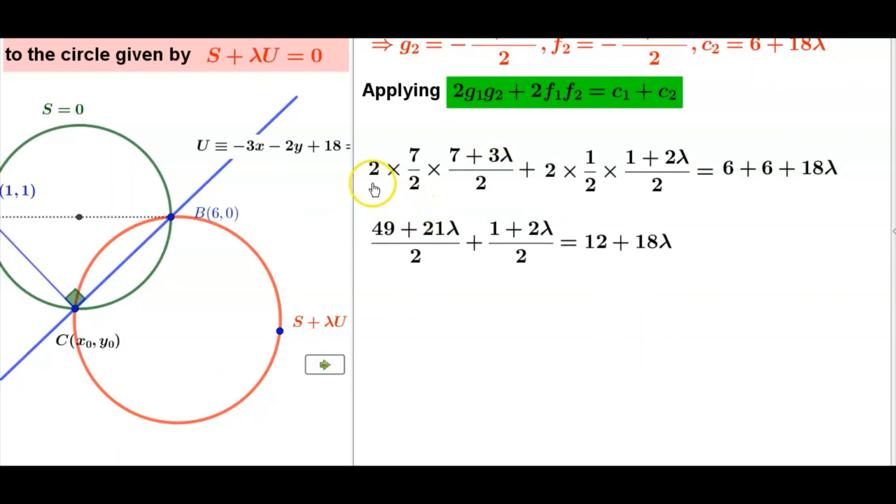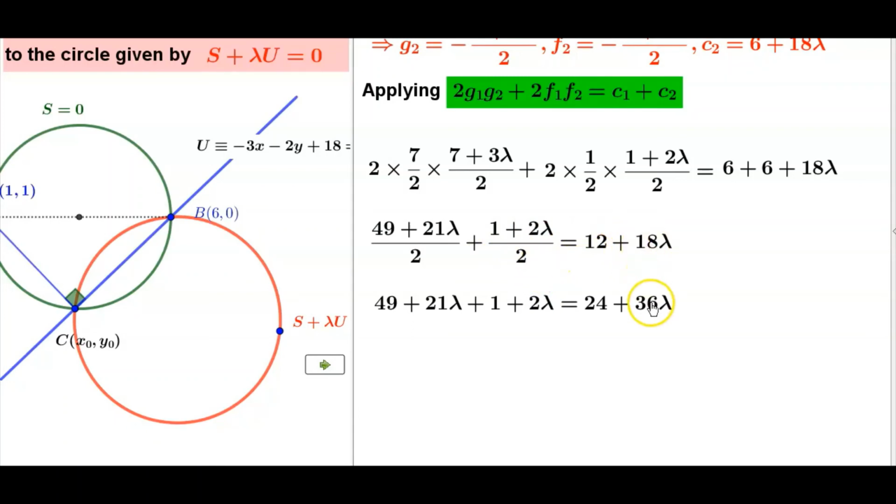In this one, 2 and 2 cancel. 7 should be multiplied by 7 plus 3 lambda. Therefore, (49 plus 21 lambda) by 2 plus (1 plus 2 lambda) by 2 is equal to 6 plus 6, 12 plus 18 lambda. These 2 and these 2 cancel. Multiply by 2 on both sides: 49 plus 21 lambda plus 1 plus 2 lambda is equal to 2 into 12, 24.